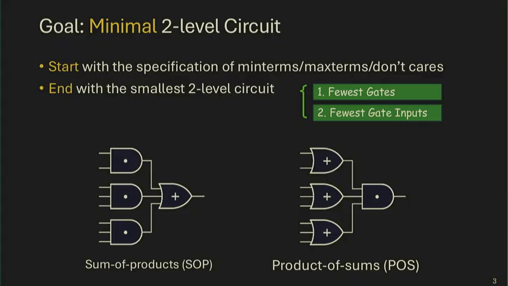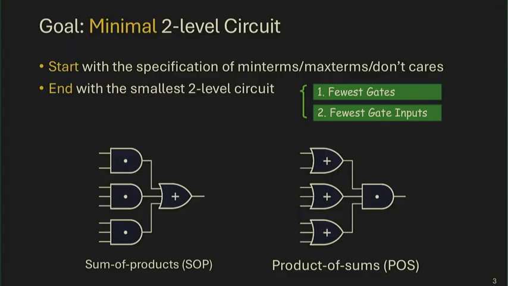In a 2-level circuit, you always have a single gate at the final level. If it's a sum of products, you have an OR gate. If it's a product of sums, you have an AND gate. So you always have a single gate at the last level. So what we mean by minimizing the number of gates is really to minimize the number of gates in the first level. For SOP, that means minimize the number of products. For POS, that means minimize the number of sums.